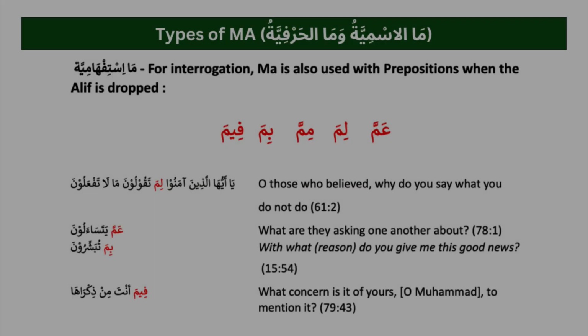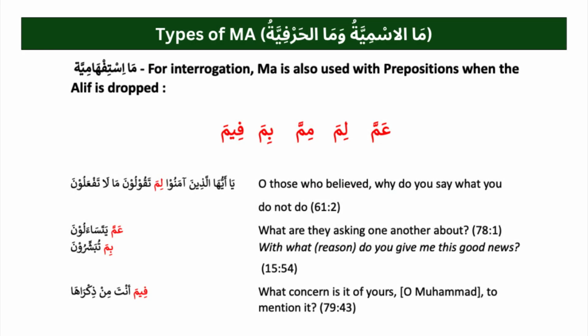Next, we are going to see examples of ma istifhamiyya with prepositions. The slide says that when ma is used for interrogation and comes with a preposition, the alif is dropped. This is a very important spelling and reading rule. So instead of keeping the full form in the usual way, Arabic shortens it after certain prepositions. The forms shown on the slide are amma, lima, mimma, bima, fima. These are shortened forms that come from the combination of a preposition with interrogative ma.